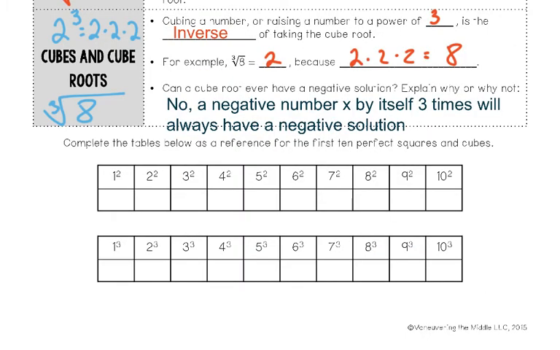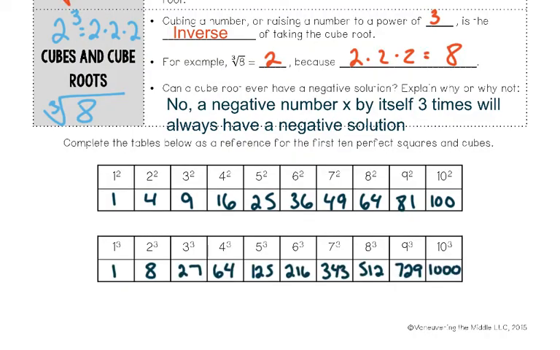This is a really good reference table for you to use for the first 10 perfect squares and now perfect cubes. Go ahead and take a second, fill out this table by yourself, and then I'll go through and fill it out, and you can press play when you're ready to check. So here are my first 10 perfect squares, and here are my first 10 perfect cubes. So that means I multiplied this number, the base, by itself 3 times to get this number.